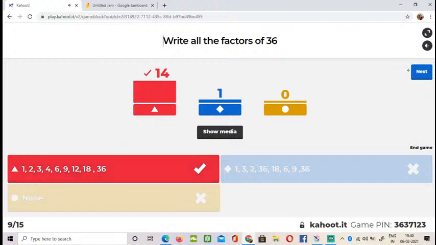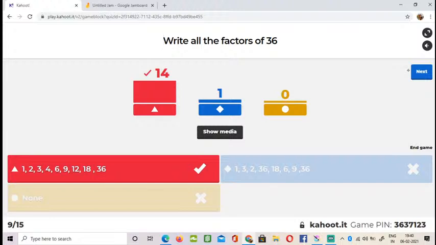Okay, I have the results with me. So 14 correct answers and one wrong answer. No worries about that. So here 1 times 36 and 2 times 18 and 3 times 12. Oh, yeah, I think so. 3 times 12, 4 times 9, and so yeah, 6 times 6.